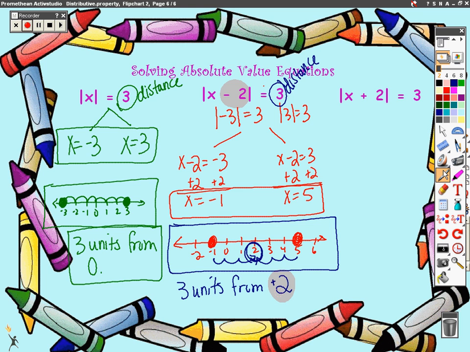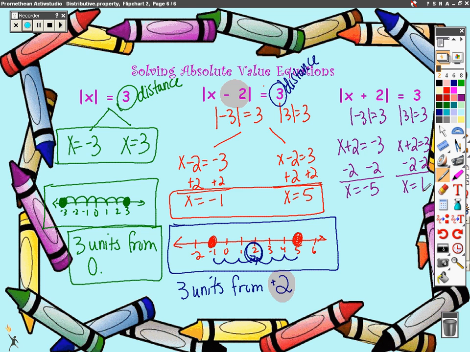Okay, now let's look at the last example here for us. Remember, just as we said, the absolute value of negative 3 is 3, and the absolute value of 3 is also 3. So x plus 2 can equal negative 3, or x plus 2 can equal positive 3. So again, I'm going to solve the equation, subtract 2 and subtract 2, x is equal to negative 5. Subtract 2 and subtract 2, x is equal to positive 1. So, what do I have here?